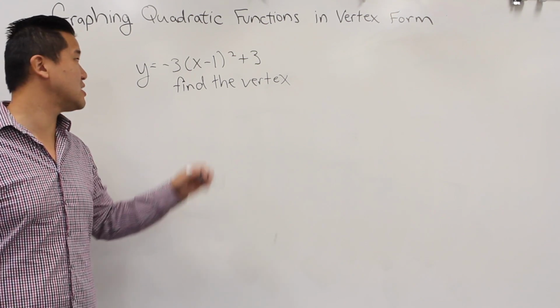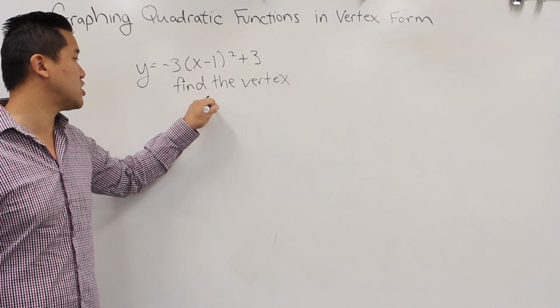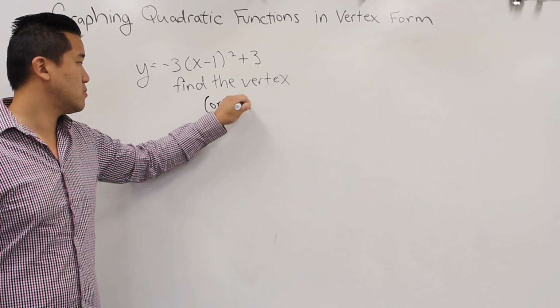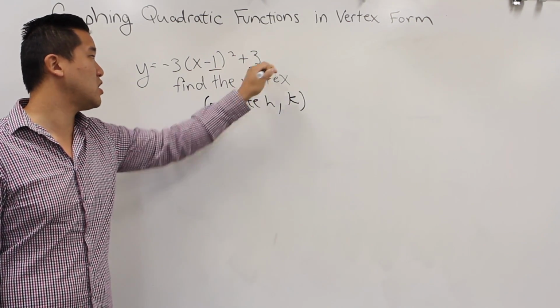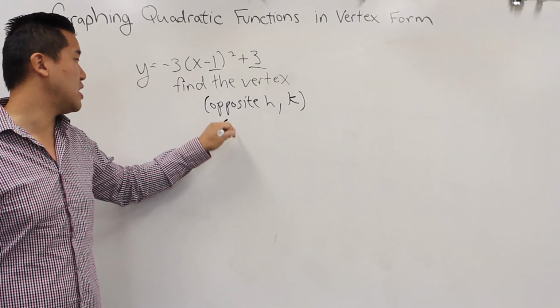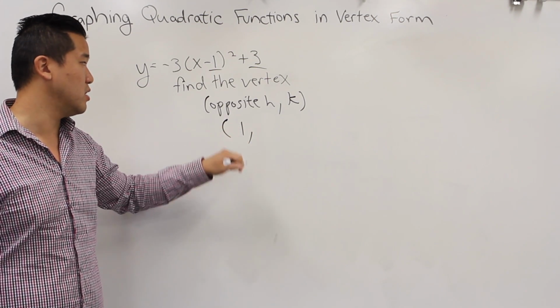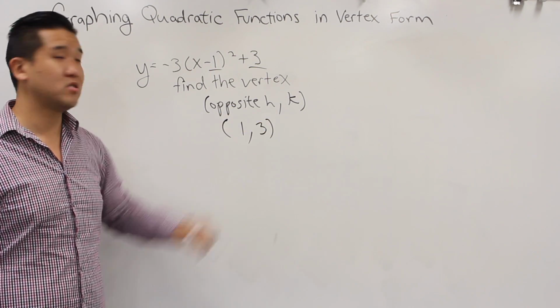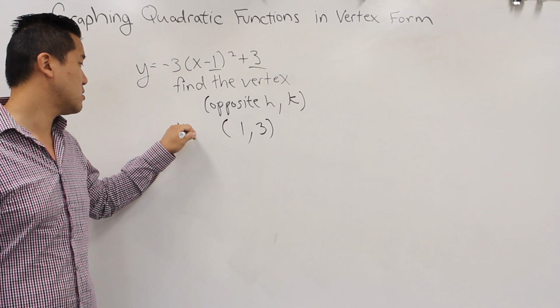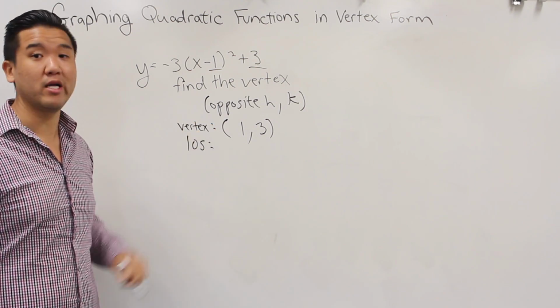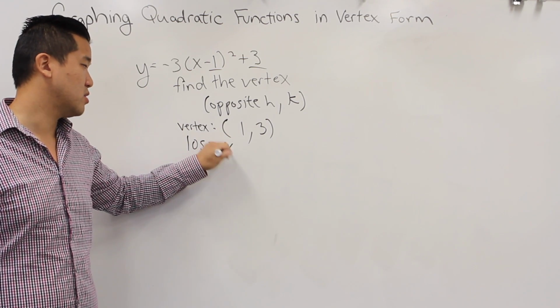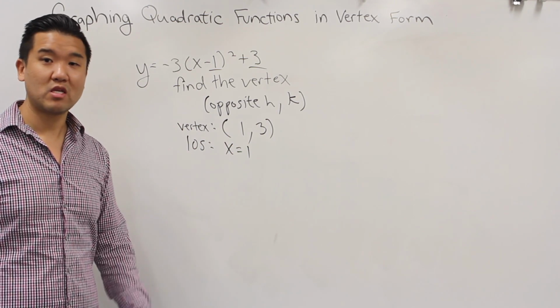Alright, so what is the vertex? Well, it's opposite H, and then K. So here's H, here's K. So opposite H, it's negative 1, so I want a positive 1. K is 3. That's my vertex. So my line of symmetry is going to be what? My X value. Good.